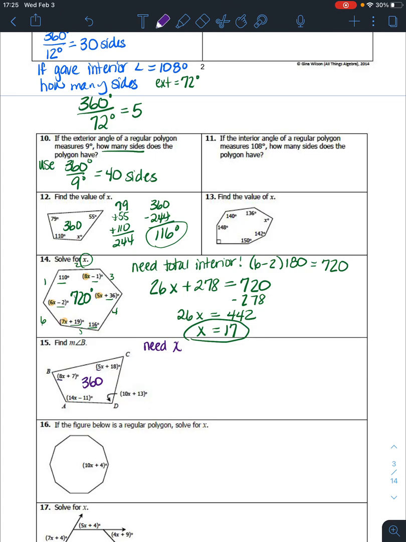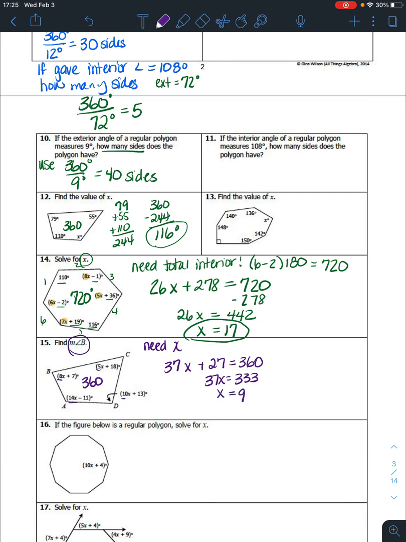So let's combine our like terms, 8, 5, 10, and 14. That's 37, so 37x, and then we have positive 7, positive 18, minus 11, plus 13. We get 27. That equals 360. It's so hard not to say equals 180 because that's what we're used to saying. Subtract 360 minus 27 and you get 333. You get that x is equal to 9.